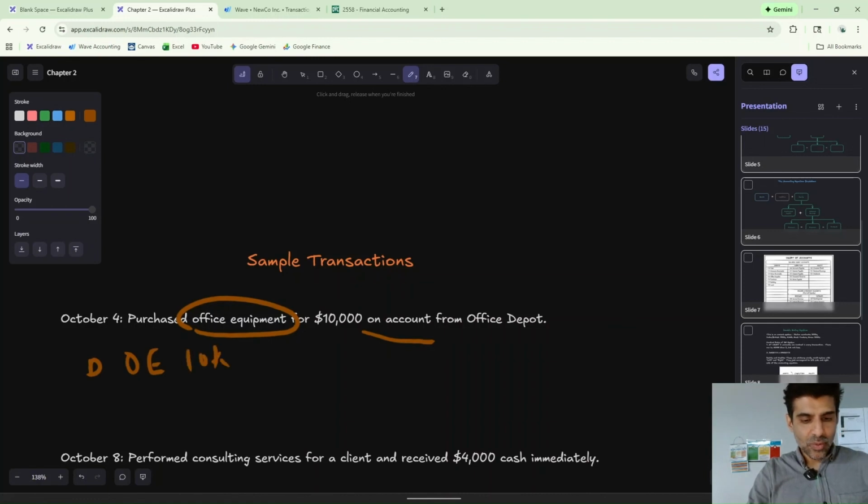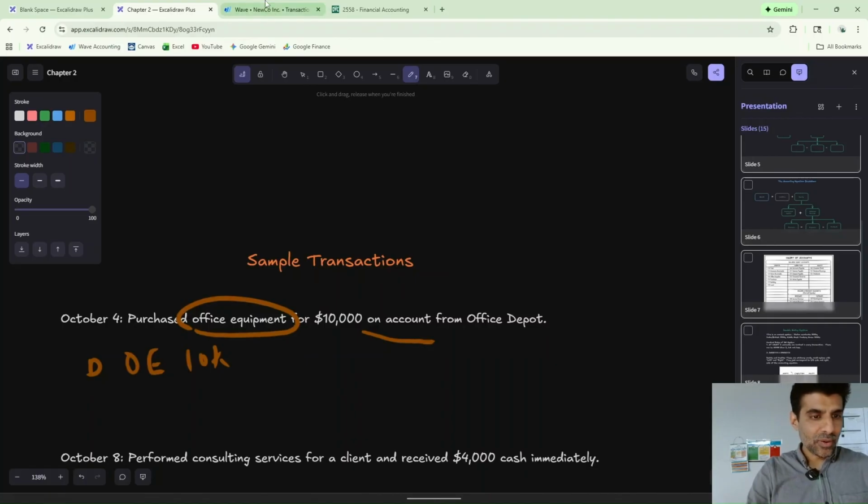Okay. What about accounts payable? What kind of account is that? Is it an asset, liability, revenue, expense? It's a liability. Good. And is it going up or down? It's up, right? Because I now owe Office Depot 10,000. It's a new liability that just got created. So that's going to be a credit.